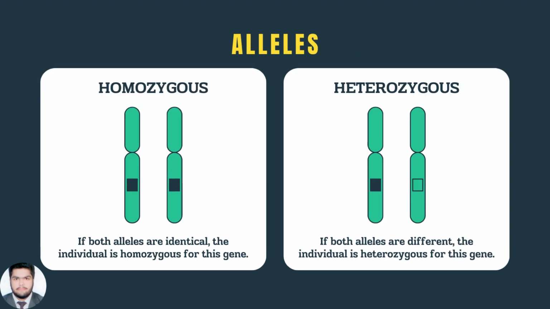Alleles: part 1, homozygous, and part 2, heterozygous. Homozygous. If both alleles are identical, the individual is homozygous for this gene. Heterozygous. If both alleles are different, the individual is heterozygous for this gene.